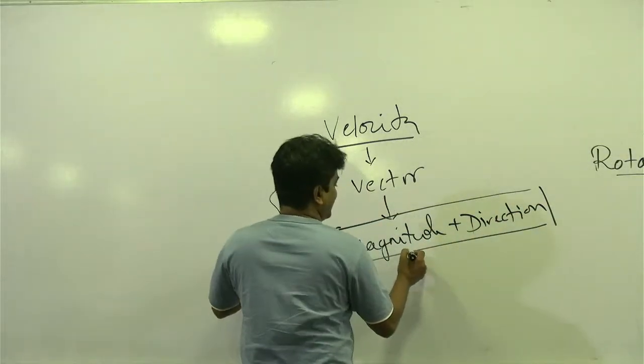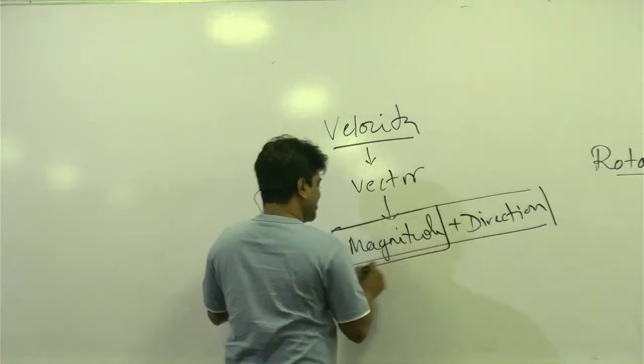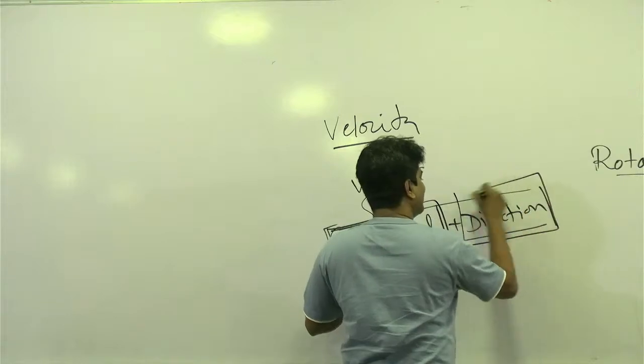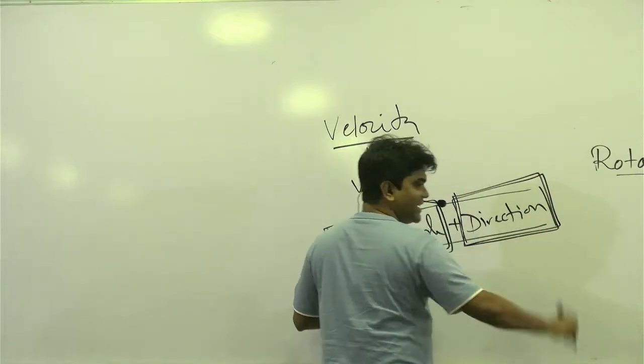Magnitude plus a direction. So sometimes velocity will change because of the change in magnitude. Sometimes the velocity will change because of the change in direction.